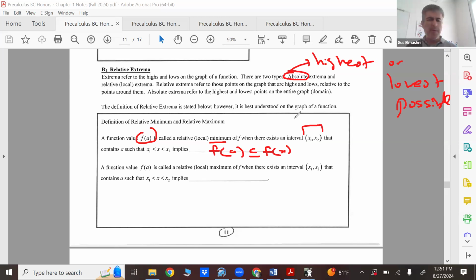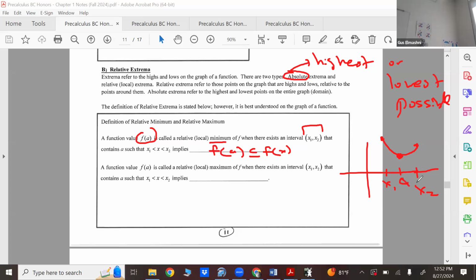So let me give you a graph that might help. Say this is x1. Say this is x2. And I'm totally making up some stuff here. And say C is right here. A, sorry, my bad. Some textbooks use C. My apologies. So let's say A is right there. So f of A is less than any y value in that region locally.